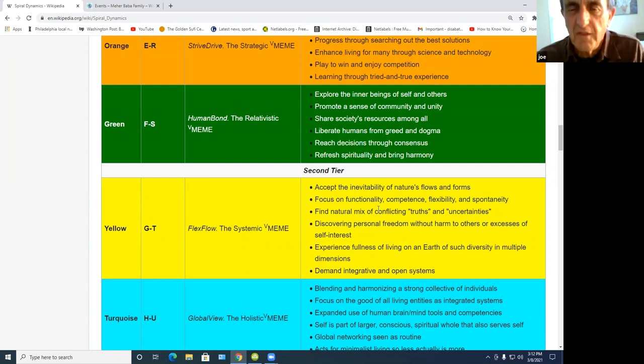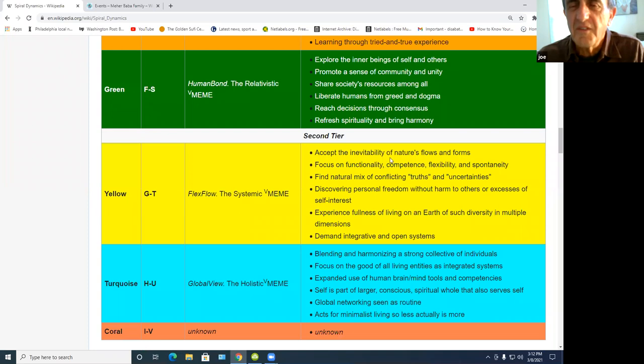It's where mindfulness, I think, comes in. Here are some of the traits: accepting the inevitability of nature's flows and forms; focus on functionality, competence, flexibility, very flexible; discovering personal freedom without harming others. In Orange, instead, they just block out the harm they're doing. Without harming others, or too much self-experience, a fullness of living on earth, and demanding integrative and open systems thinking.